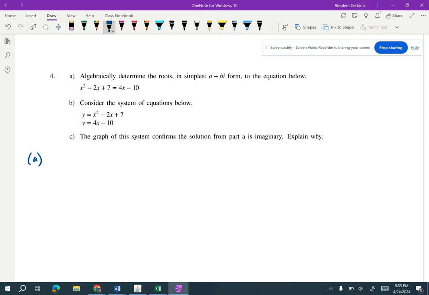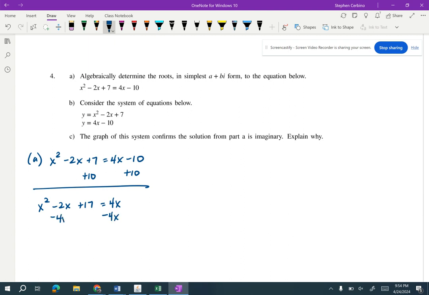So this is not set equal to 0. So that's going to be our first job. I'm just going to rewrite it here so we can do some work. So I'm going to move the 10 by adding it to the other side. And I'm going to move the 4x by subtracting it to the other side, giving us x squared minus 6x plus 17 equals 0.